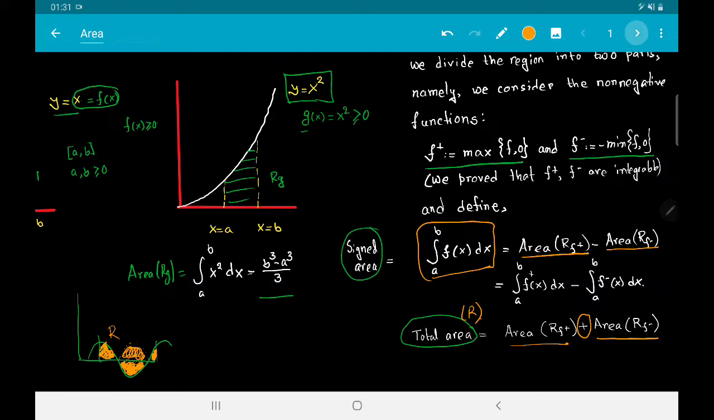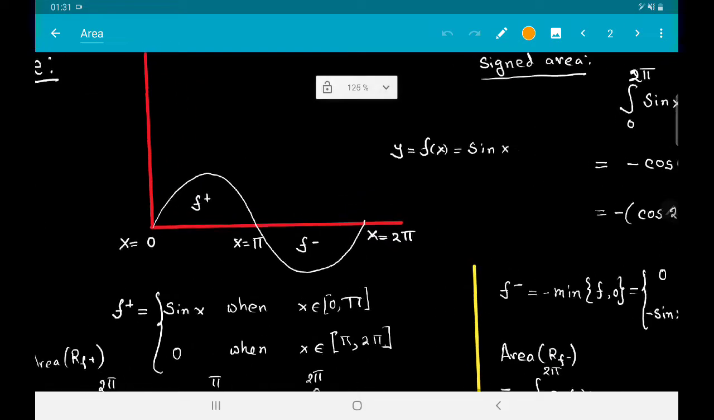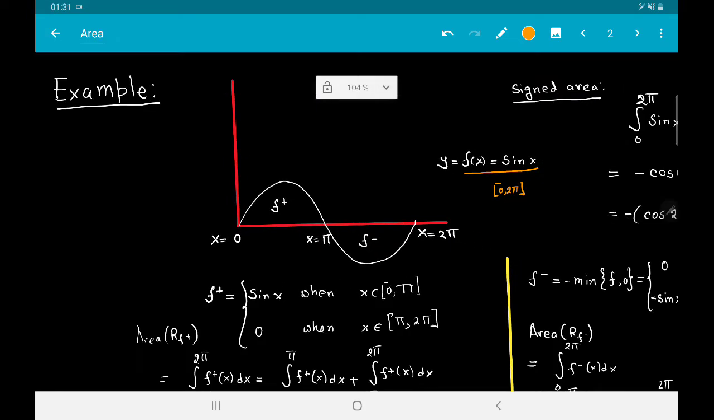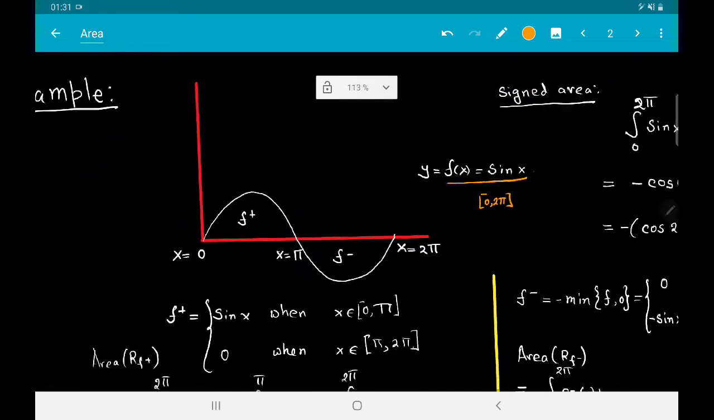Next, let us have a look at a more concrete example. What is a better example than to consider the function f(x) equal to sine x in the interval 0 to 2 pi? We may see that from 0 to pi, the function f(x) equal to sine x always lies above the x-axis, and the function f always lies below the x-axis when we consider the interval pi to 2 pi. Fair enough.